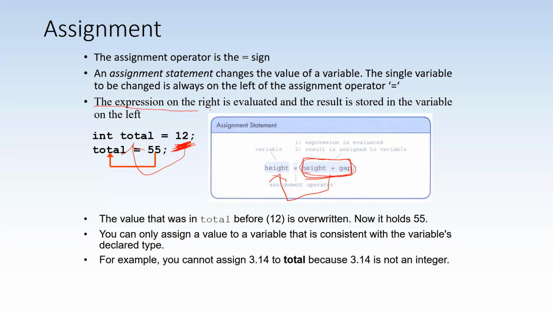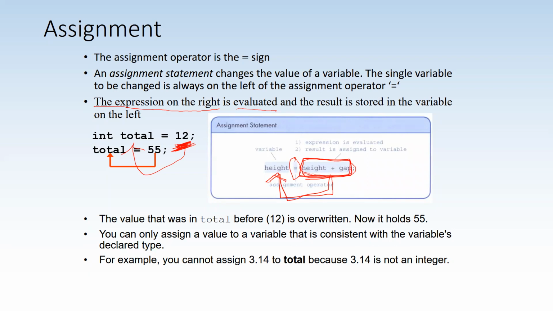So that's what this means. The expression on the right is evaluated. So this addition is performed first, and then it's placed into this location. So addition first, assignment second. That's the sequence of the operations. The value that was in total before, 12, is overwritten. I'm explaining this part.